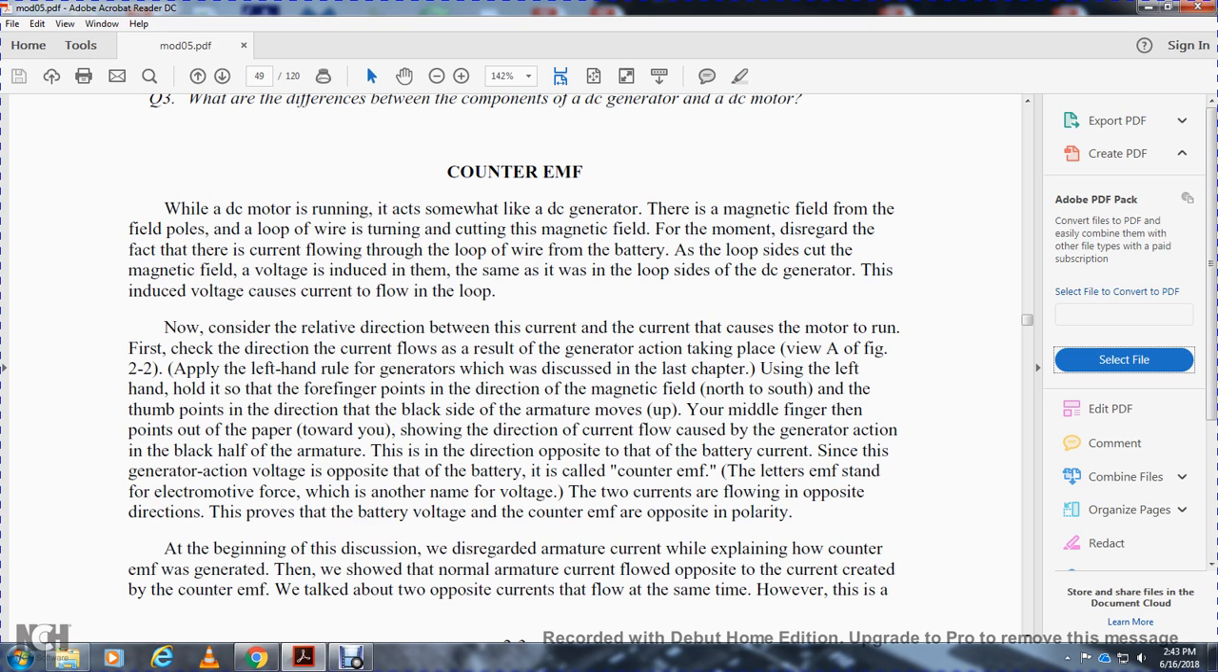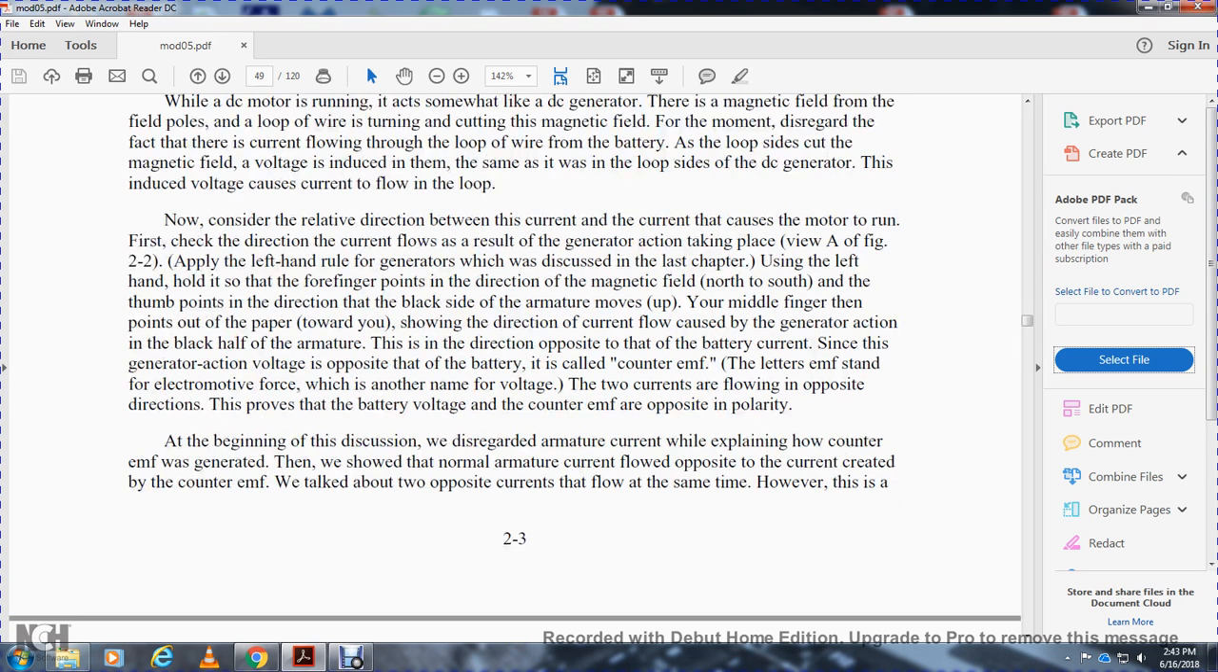Since the generator action voltage is opposite to the battery, it is called the counter EMF. EMF stands for electromotive force, another name for voltage. The two currents flow in opposite directions, so the battery voltage and the counter EMF are opposite in polarity. At the beginning of the discussion, we regarded the armature current separately while explaining how the counter EMF was generated. There would be the normal armature current flow, but the current created by the counter EMF would flow in the opposite direction at the same time.